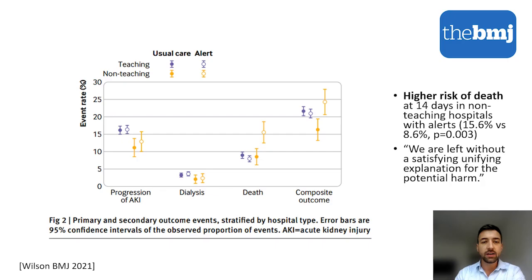The results are here. They analyzed progression of AKI, progression to dialysis, and death, splitting patients into teaching and non-teaching hospitals. What we see is that there is no difference in any of the outcomes in the teaching hospitals. In the non-teaching hospitals, the mortality of patients nearly doubled. So obviously this is discussed at length in the paper, and the conclusion from the authors is not satisfying in the sense that they acknowledge that they don't really understand what happened.